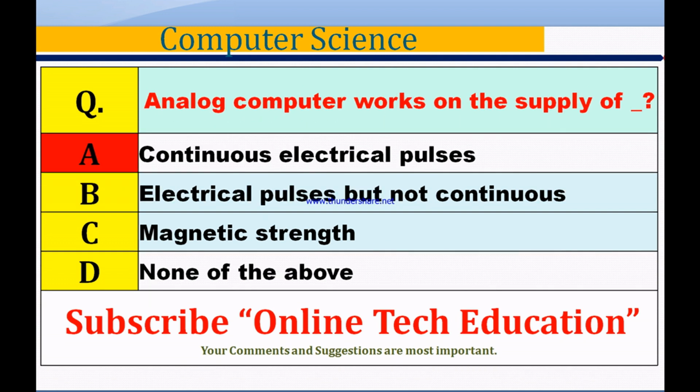Analog computer works on the supply of continuous electrical pulses, not continuous magnetic strength, none of the above. Correct answer is A, continuous electrical pulse.